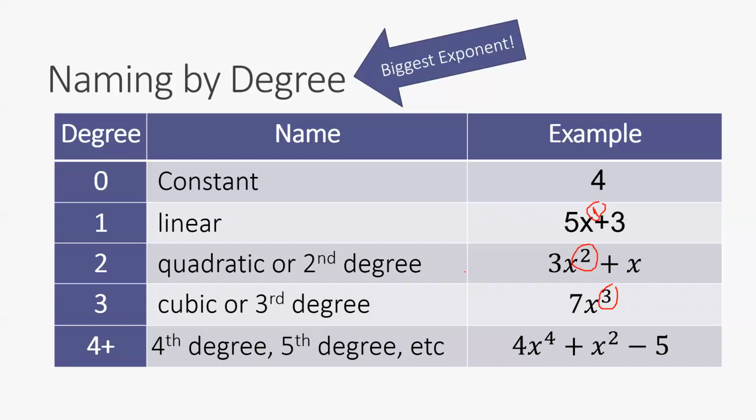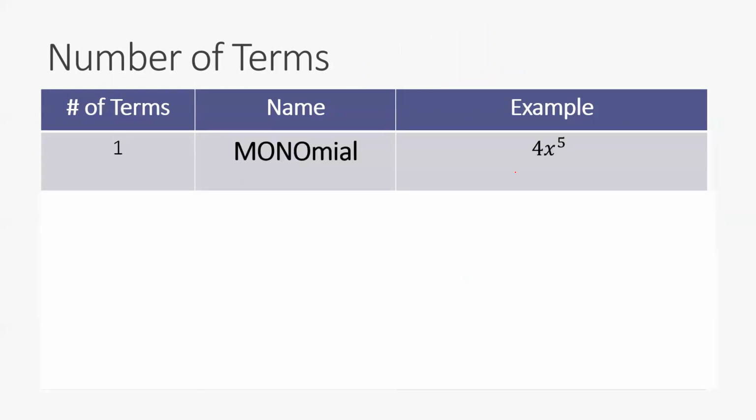All right, once you get over 3, so 4 or more, you're going to find the biggest exponent, and you're going to use that number to say it's the 4th degree or the 5th degree or the 6th degree, etc. So whatever the biggest exponent is, degree. Now, filling in your number of terms. Okay? If you look at a polynomial and it looks like this example where I have 4x to the fifth, this is a fifth degree, but then I look at the number of terms. So this only has one term.